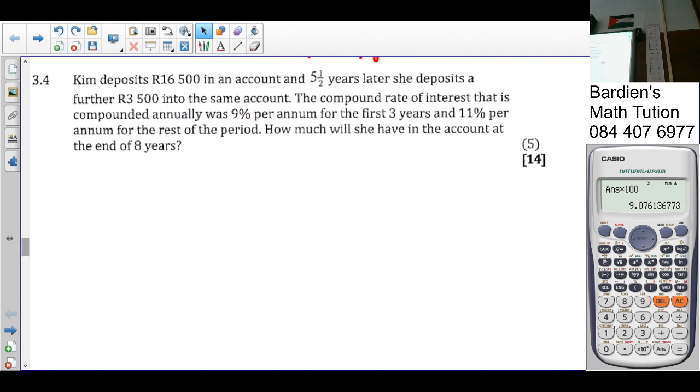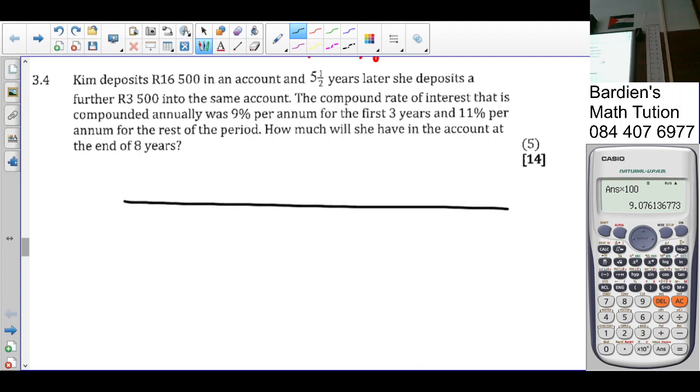Next, we are told that Kim deposits 16,500 Rand in an account, and 5.5 years later she deposits a further 3,500 into the same account. So it's a timeline question. At T0, she deposits 16,500. We indicate a deposit with a plus, and a withdrawal with a minus. 5.5 years later, so T5.5, she deposits a further 3,500, so it's plus 3,500 into the same account.